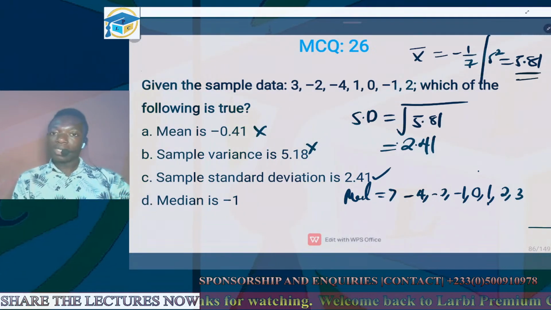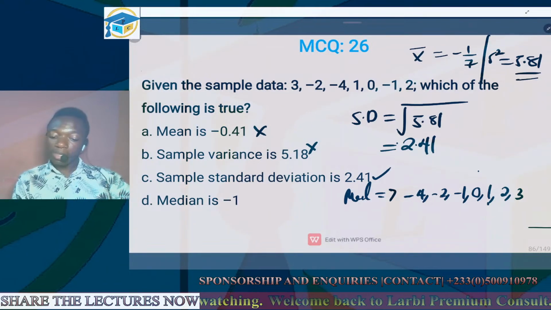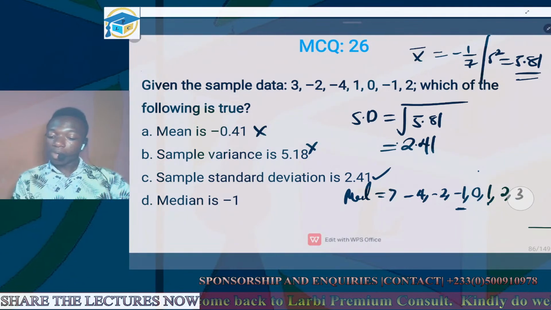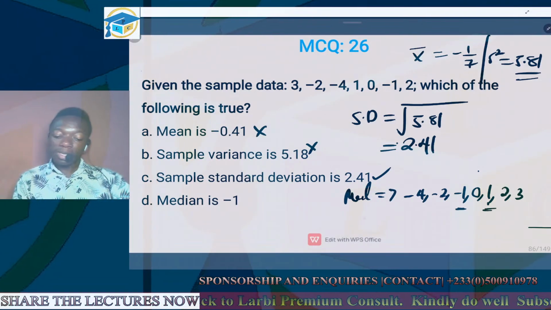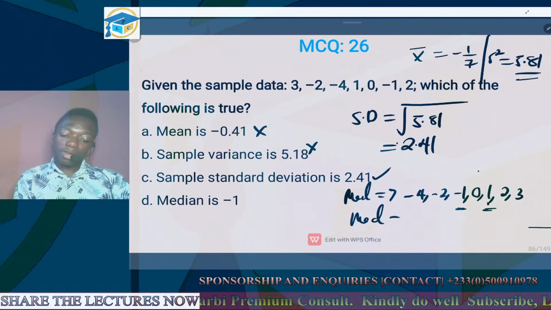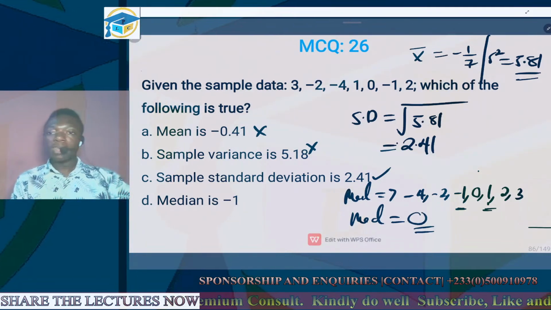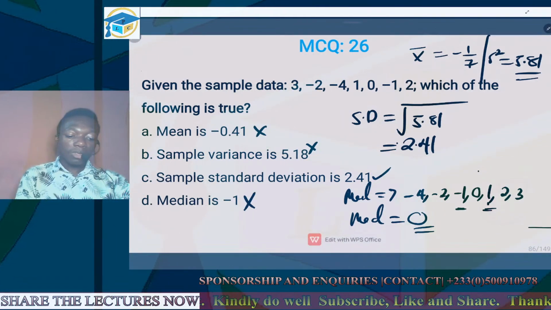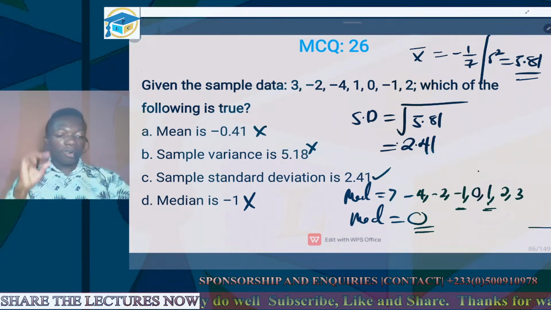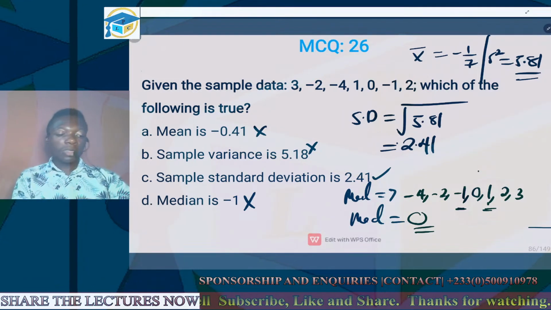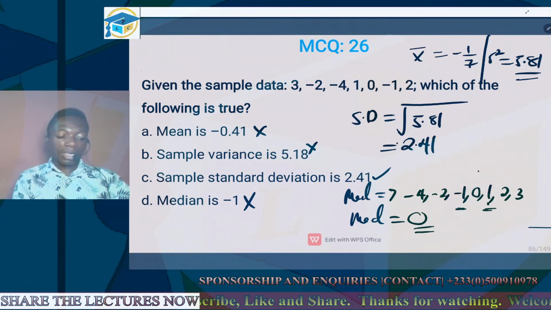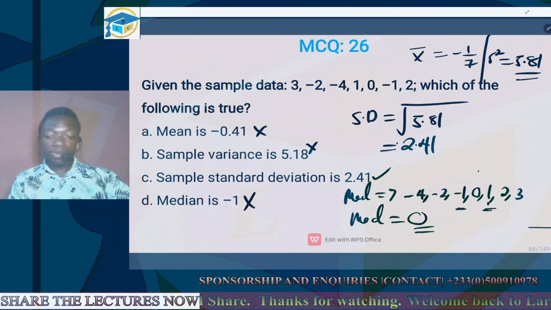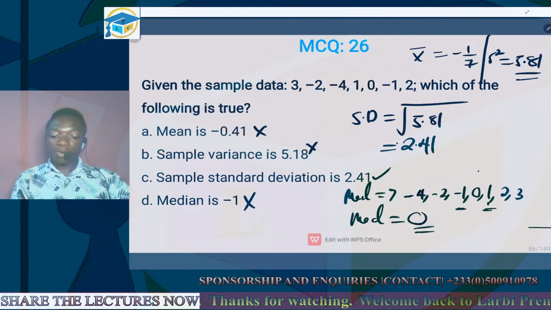So for us to locate the median of this data, we count 1 2 3, we end here, and we also count 1 2 3 from the other side, we also end here. So that means that the median value is equal to 0. Since the median is equal to 0 here, it means that the median option is also not true. Therefore, the option which is true for the data above is the sample standard deviation, which is 2.41, as you have calculated in this case.